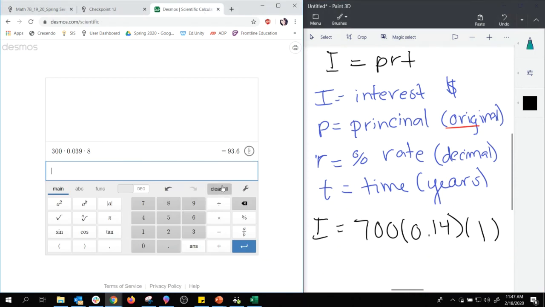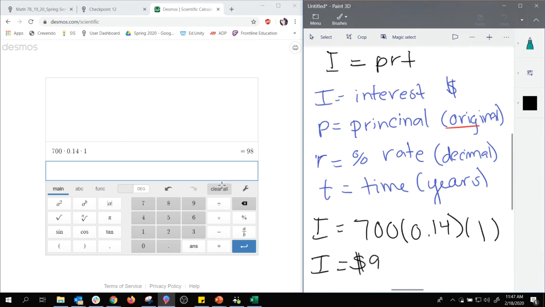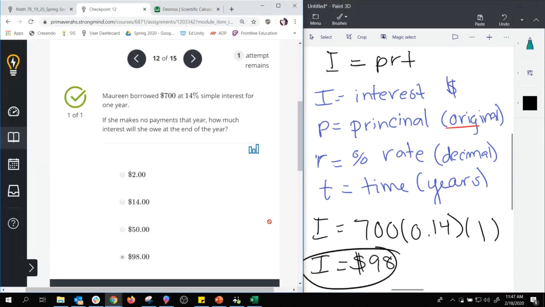So if we do 700 times 0.14 times 1, it looks like she's going to owe $98 in interest.